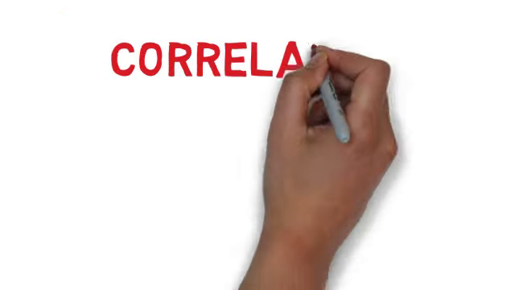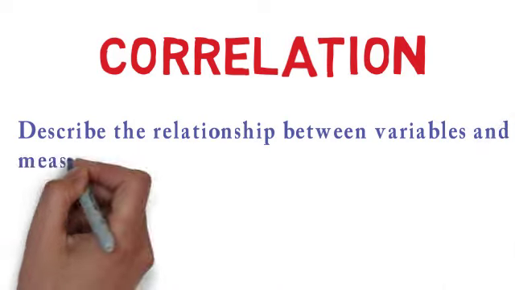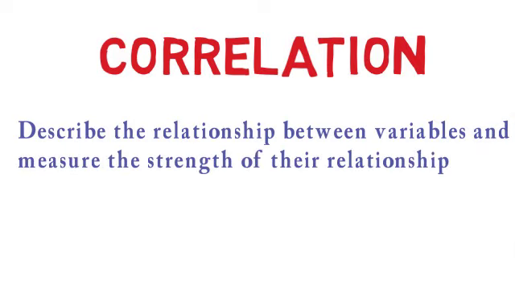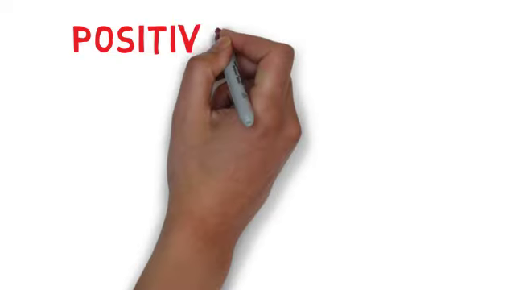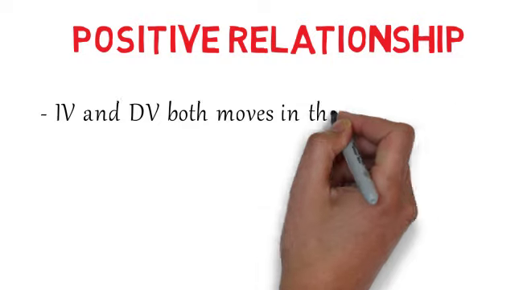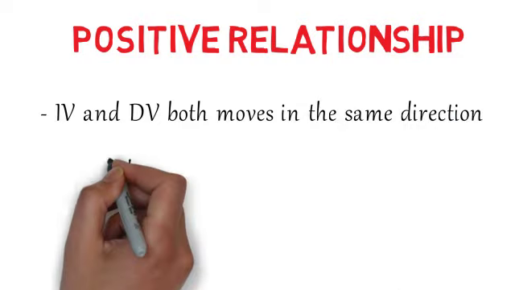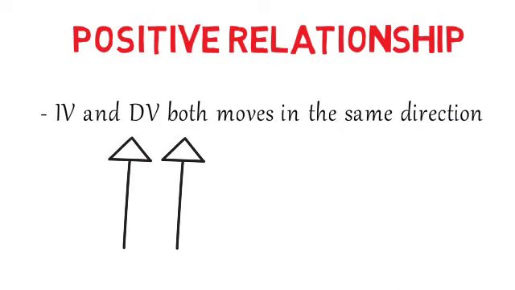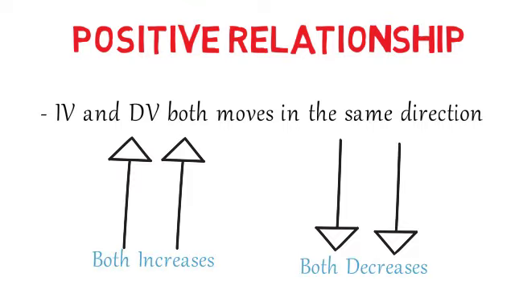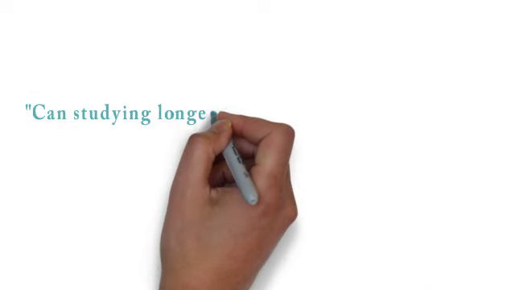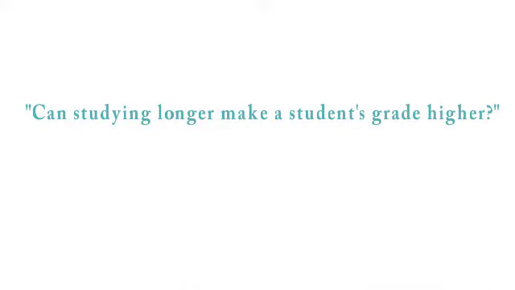Kapag sinabi naman natin correlation, gusto lang natin i-describe ang relationship between variables and to measure the strength of their relationship. We have positive and negative relationship. When we say positive relationship, IV and DV both moves in the same direction. Pwedeng both sila ay mag-increase or mag-decrease. Basta, same direction. For example, can studying longer make a student's grade higher?